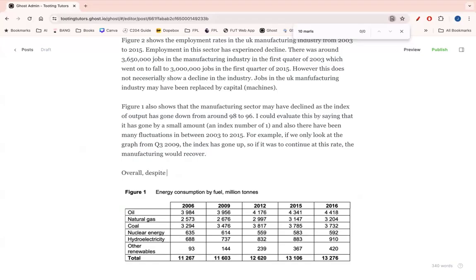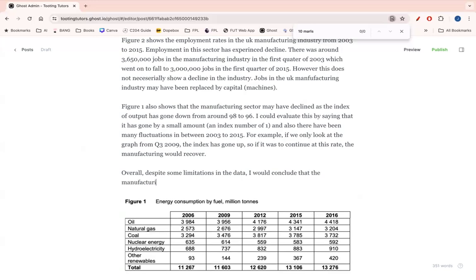Overall, despite some limitations in the data, I would conclude that the manufacturing sector in the UK has declined but not that much.